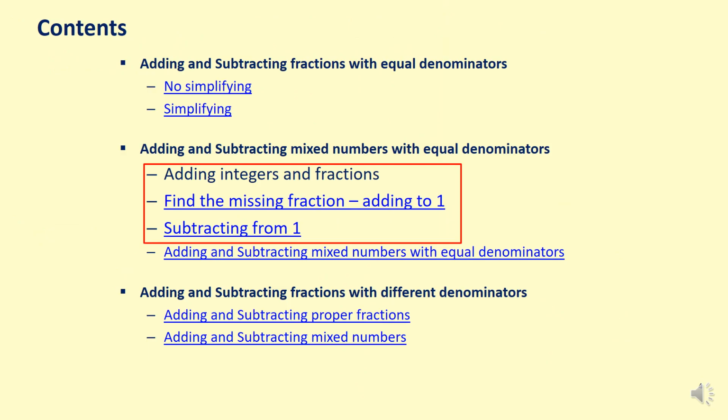Here I'm just going to talk you through what we're going to do in this lesson. First of all, we're going to look at finding the missing fraction, where you need to add fractions to get to 1, then subtracting a fraction from 1, and at the end I will look at adding an integer and a fraction.